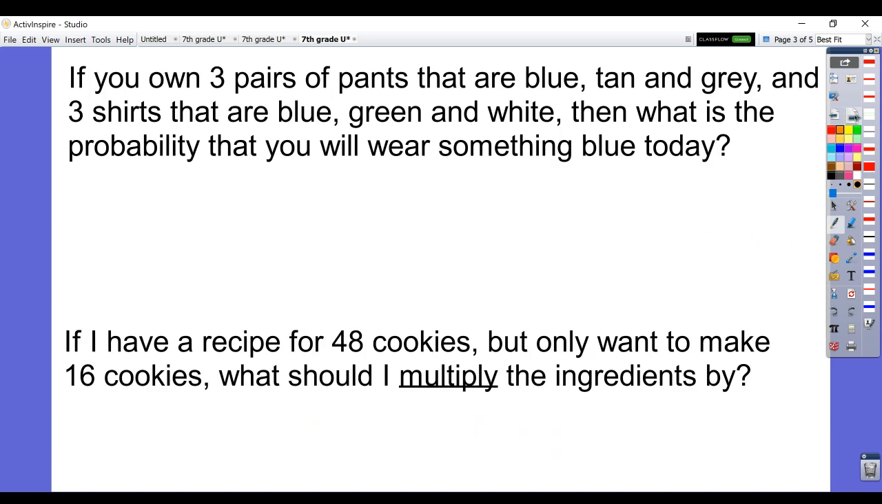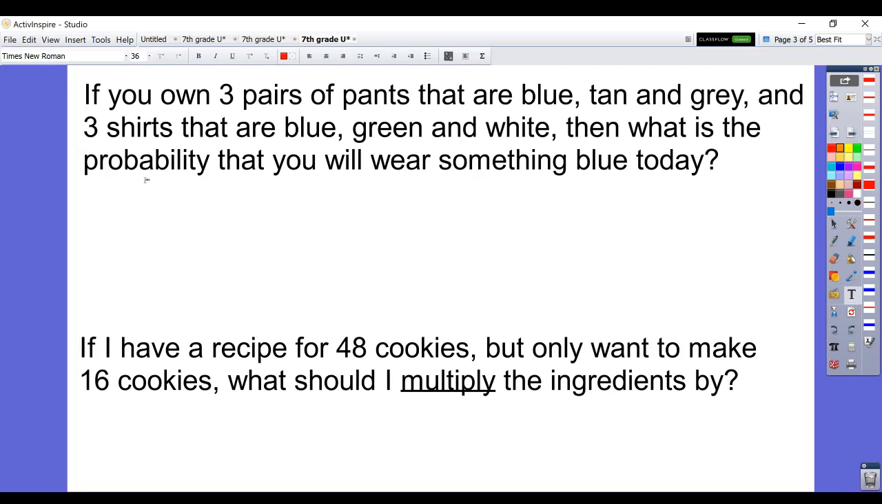Next one, if you own 3 pairs of pants that are blue, tan, and gray, and 3 shirts that are blue, green, and white, what's the probability that you wear something blue today? So you may want to, on something like this, go ahead and even make a list. You could have the blue pants with the blue shirt. You could have the tan pants with the blue shirt. You could have the gray pants with the blue shirt. You could also have the blue pants with the green shirt. You might not think that would match, but still a possibility.